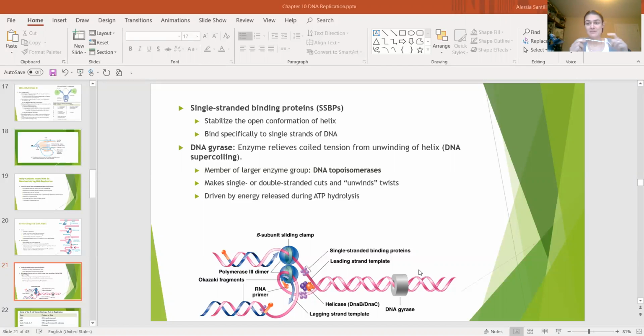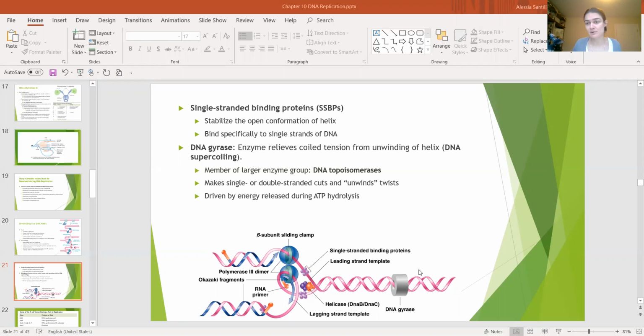We call this supercoiling. And so we have specific enzymes of the family called topoisomerases. These enzymes cut the DNA and let it unwind, and then they seal them back up. So they make single-stranded or sometimes even double-stranded cuts that remove the tension from the DNA.